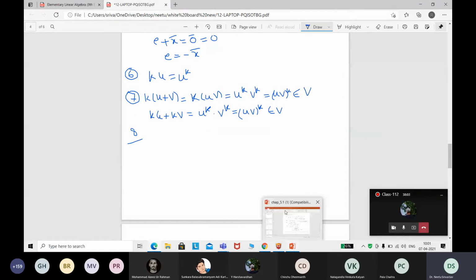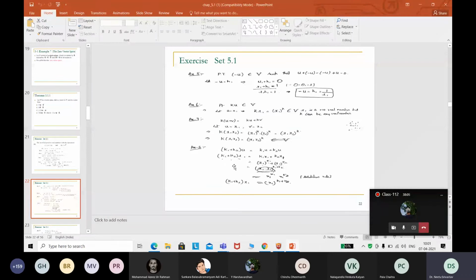Next is k1 plus k2 into u is equal to k1u plus k2u. So the LHS is k1 plus k2 into u and the RHS is k1u plus k2u. Here you are taking two different scalars, adding them and then multiplying with u, which is equal to k1u plus k2u.